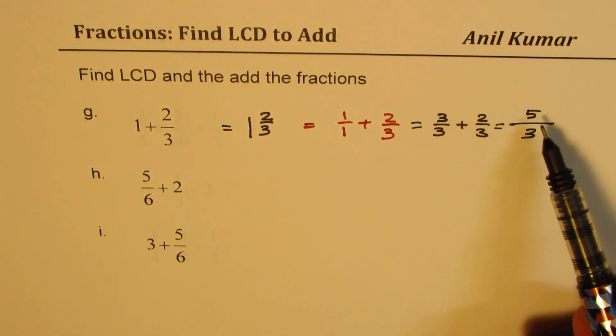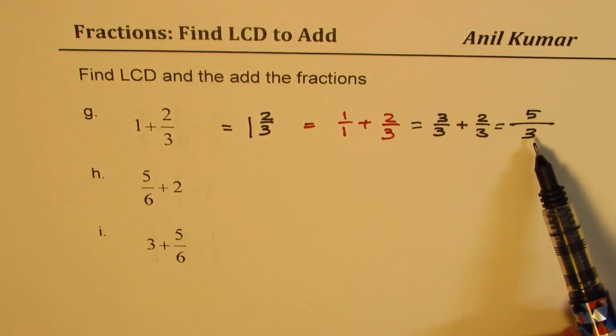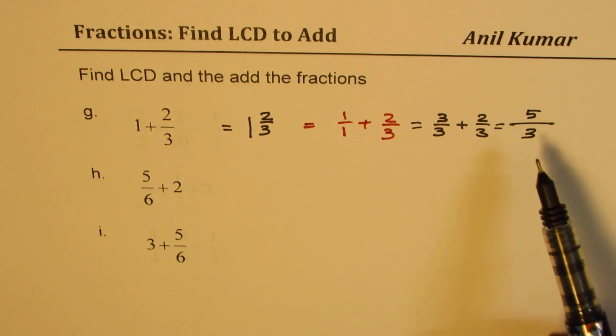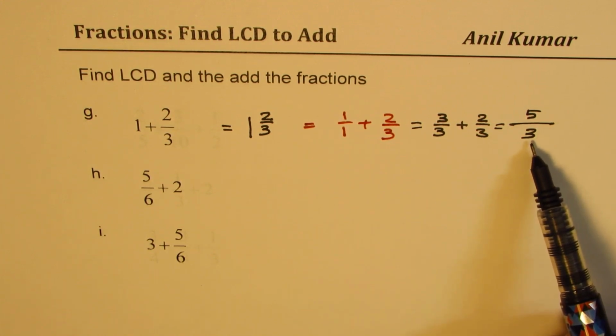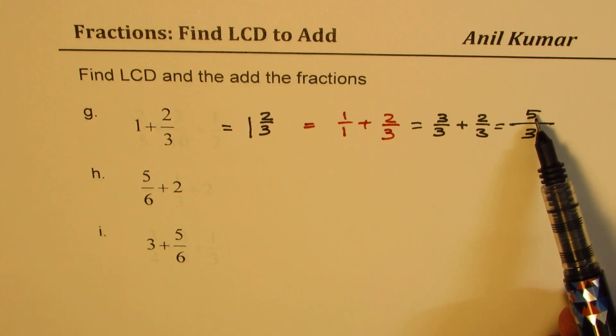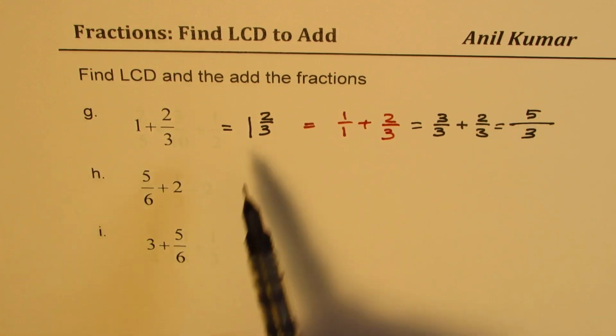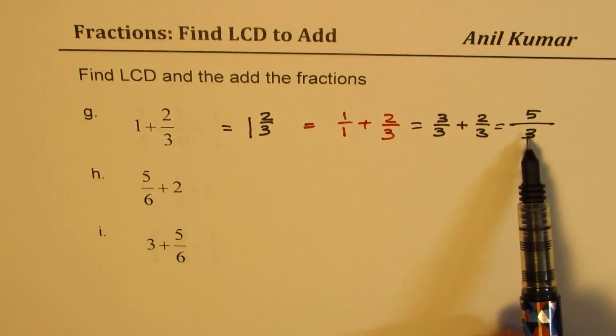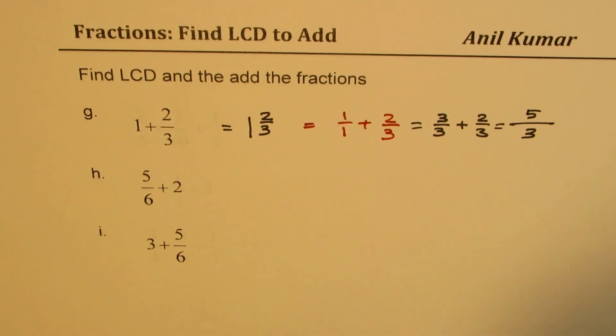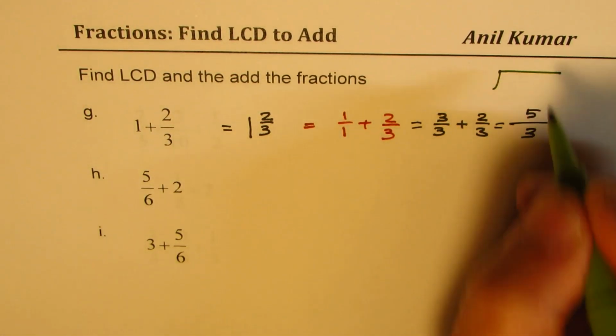Now you can see 5 is bigger than 3. So it's an improper fraction. So most of the time, we do not write the answer as an improper fraction, right? We convert this to a mixed number. So how do you convert that? The steps are kind of like this.